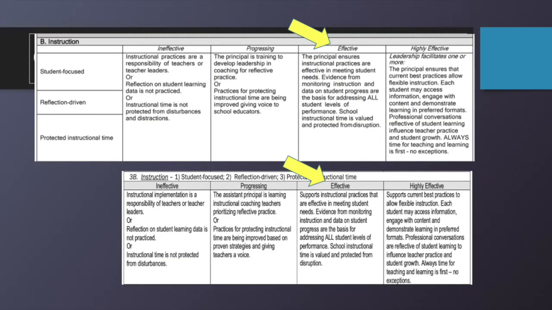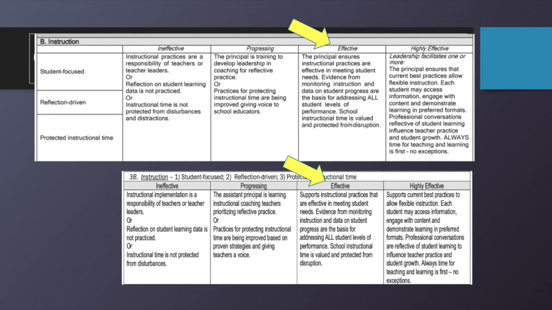This takes us to our third domain, teaching and learning. And we're going to look at 3B, instruction, which has 3 elements attached to it. Student focused. A building leader should be reflection driven, and also protect instructional time. So let's get busy looking at what it takes to be an effective principal and assistant principal.